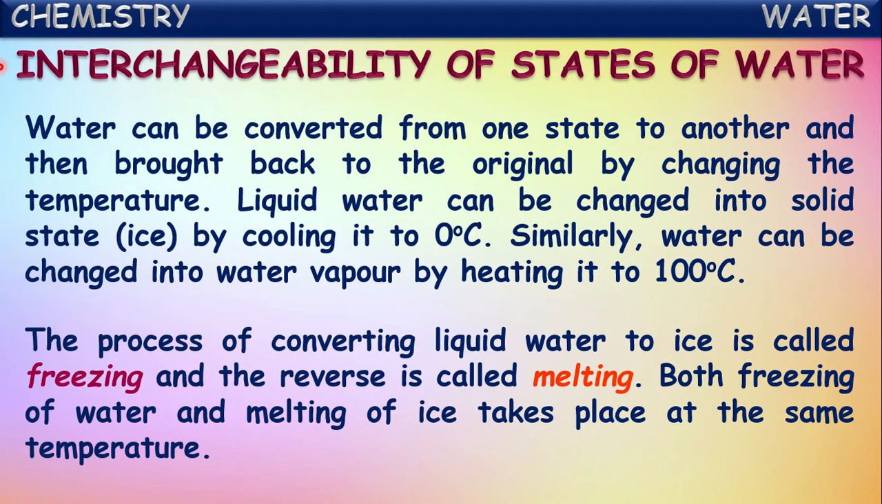Here, the process of converting liquid water to ice is called freezing, and the reverse process, that is conversion of solid ice into liquid water, is called melting. Both freezing of water and melting of ice take place at the same temperature. We know the process of converting liquid water into ice is called freezing. In the reverse way, the conversion of solid ice into liquid water is called melting. These two processes, melting and freezing, occur at the same temperature.